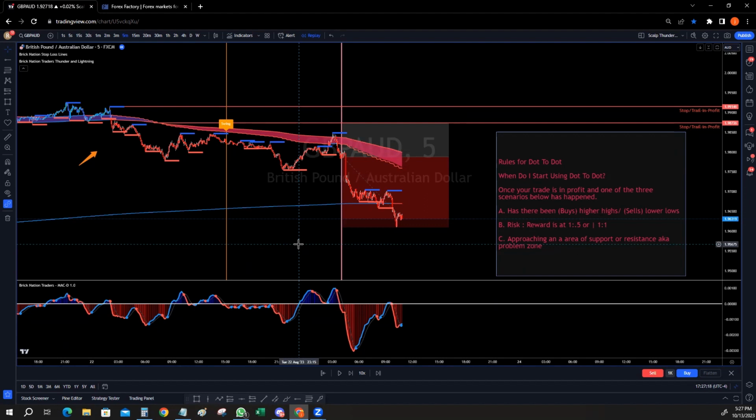Now the third scenario would be when you're approaching an area of support or resistance, a problem zone, some area where you're expecting there might be an issue and it could possibly come back on me. That's when we're going to start using dot to dot.